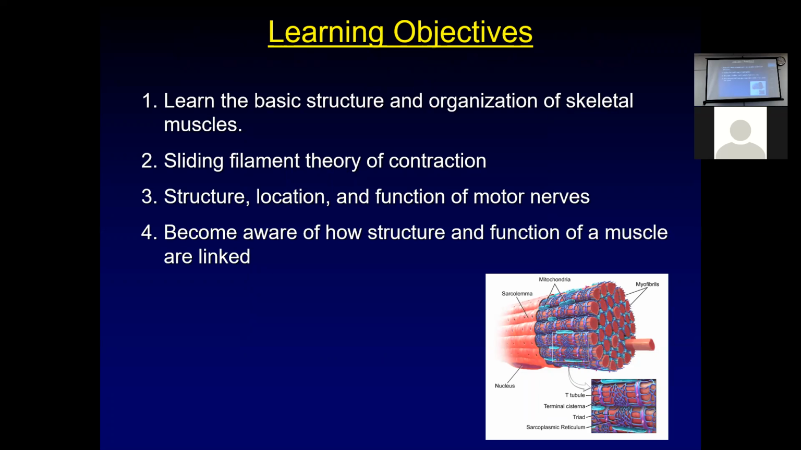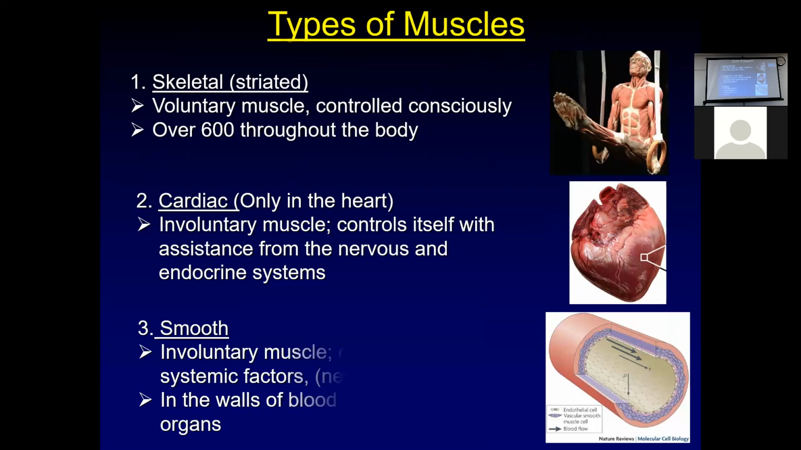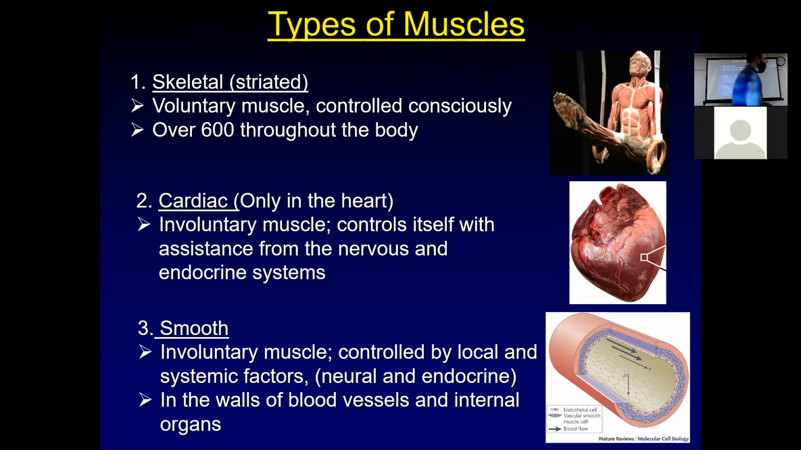Some very general learning objectives. We're going to learn the basic structure and organization of these things, so some basic cellular and macro structure organization of muscles. We'll learn about the sliding filament theory of contraction. So how do these structures fit together, and how do muscles actually contract, okay? What is happening when I ask you to stand up and do a squat, okay? We'll learn about structure, location, and function of motor nerves and motor neurons, and how the brain is going to communicate with muscles to do things. Okay, so we're going to start with this, okay?